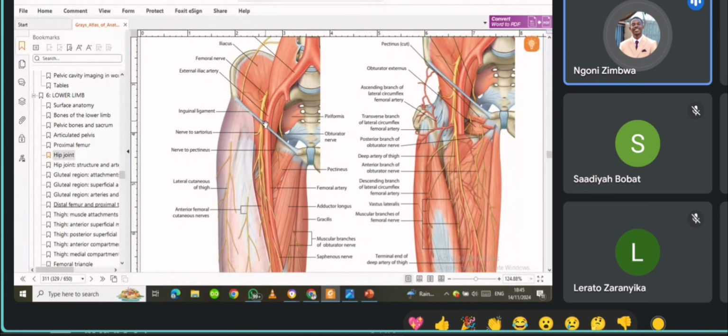The femoral artery now enters the femoral triangle. I think yesterday we mentioned the femoral triangle. So before I explain the blood supply, let me just run through the course here.